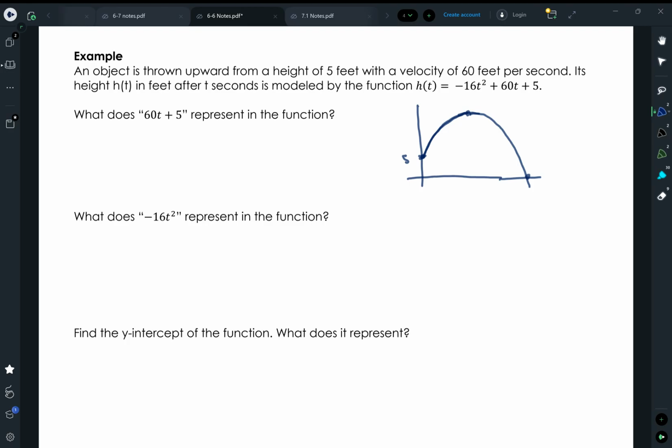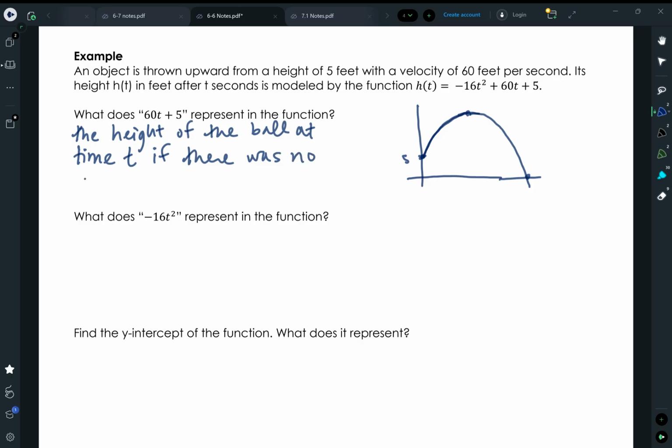So what does the 60t plus 5 represent in the function? That would be what the ball would be doing if there was no gravity. The height of the ball at time t if there was no gravity.